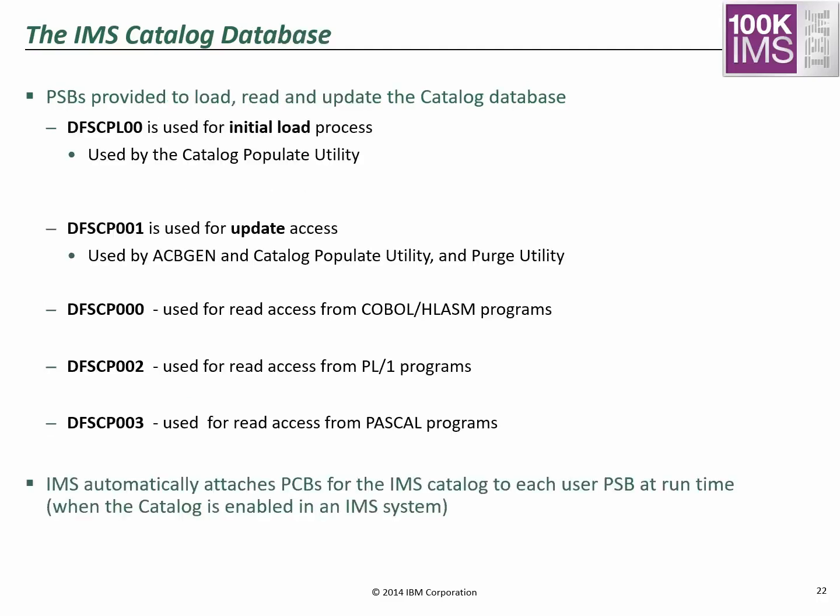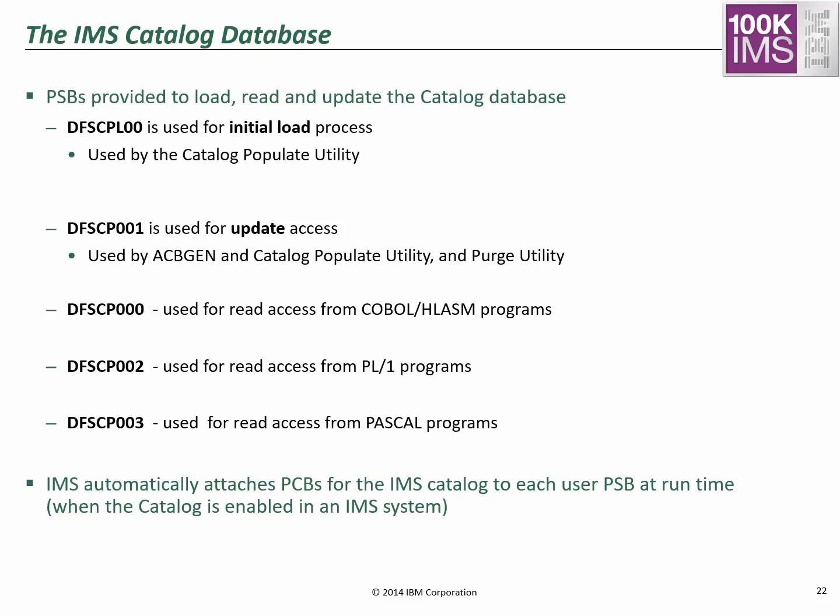And then what about PSBs? So we've got about 5 different PSBs, and they're listed right here. DFSCPL00 is used for initially loading the catalog. And the way you load the catalog is by running the catalog populate utility. And I'll talk more about that in this session.